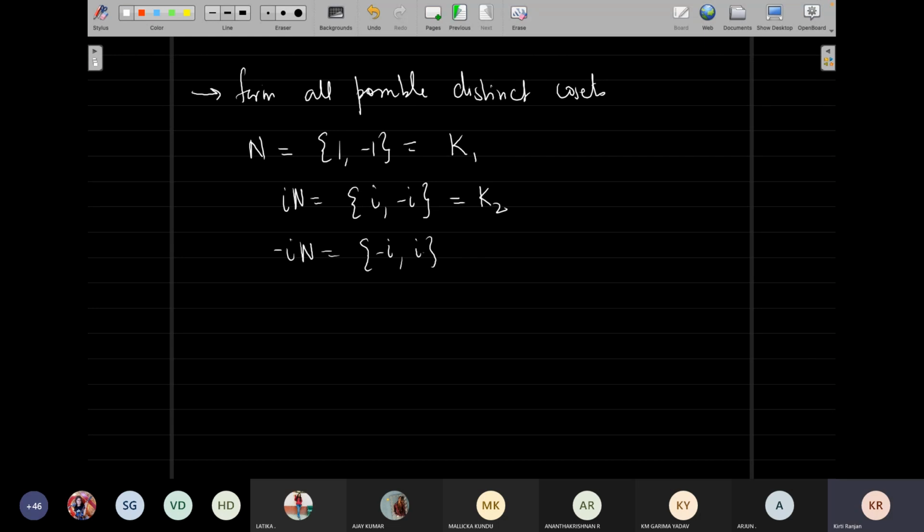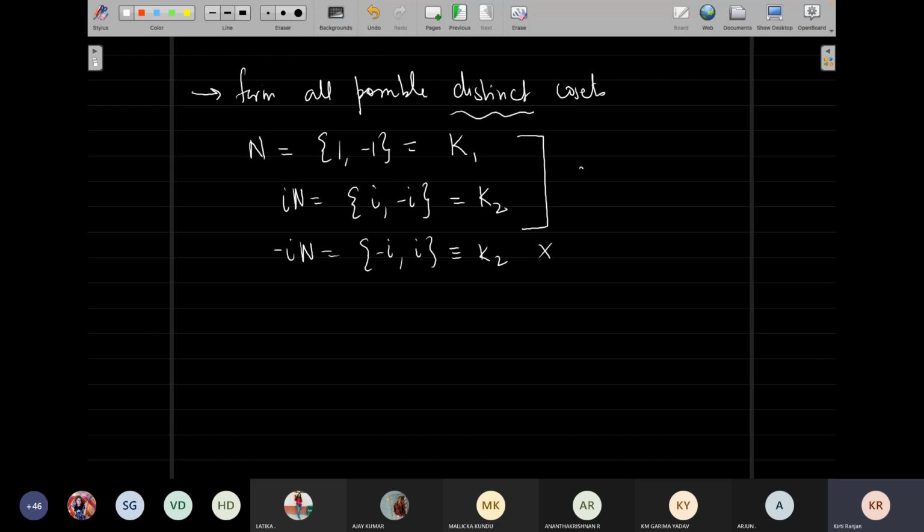What is minus i times n? Is this a new coset or is it the same? It's the same as K2. So I am not going to count it as a different one, because I am interested in figuring out all possible distinct cosets. In fact, what you will find is that there exist only two cosets, K1 and K2.